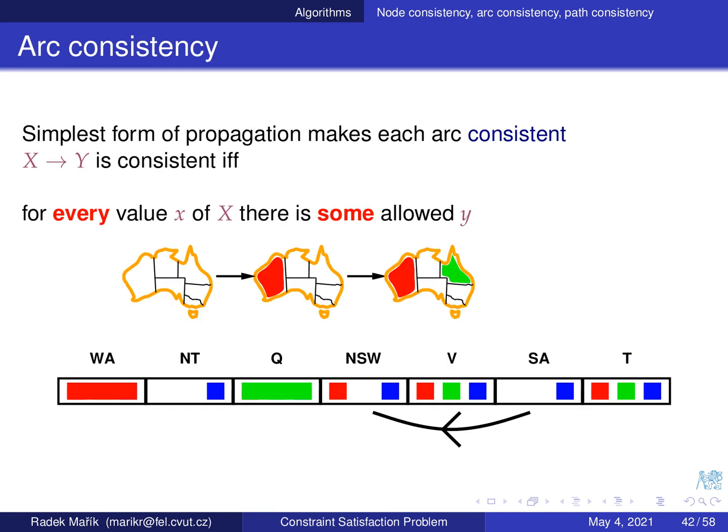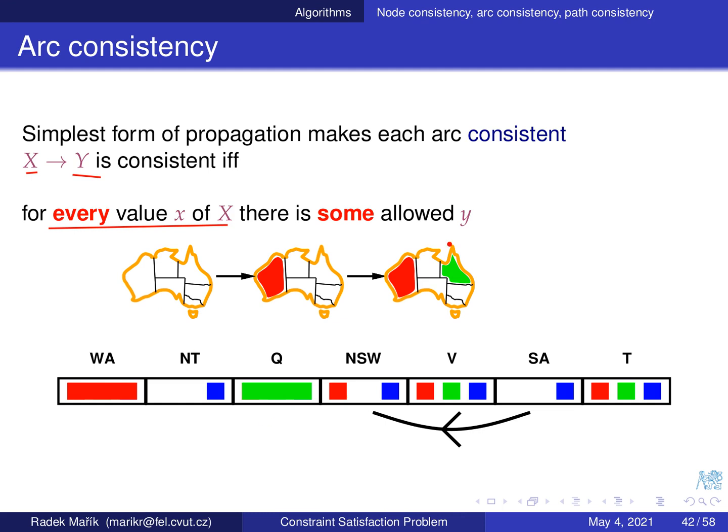How to do that? For example, using arc consistency, you check if so-called X is consistent with Y if for every value x from X, there is some allowed value y for the variable Y.